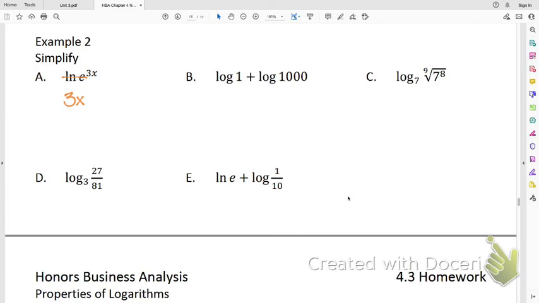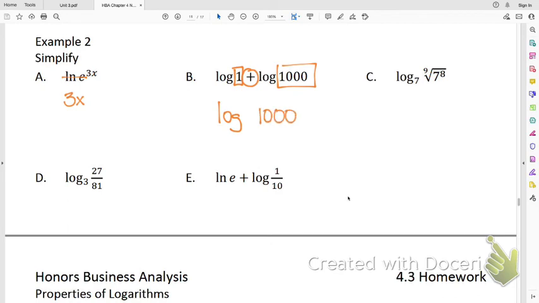Good transition there. Okay. So in B, we have two logs that are being added. So what does that look most like in the box above? The first rule, right? So the first rule says if I have two logs that are being added, I can condense that down to one log and do what with the pieces? Multiply. So that's multiplying this 1 by this 1,000. What's 1 times 1,000? 1,000.